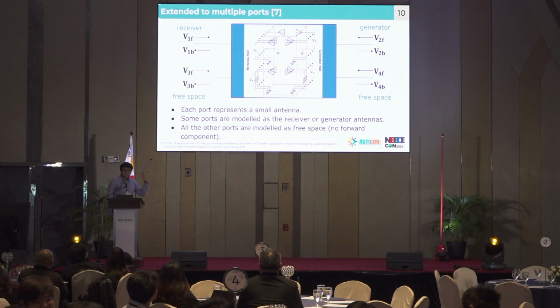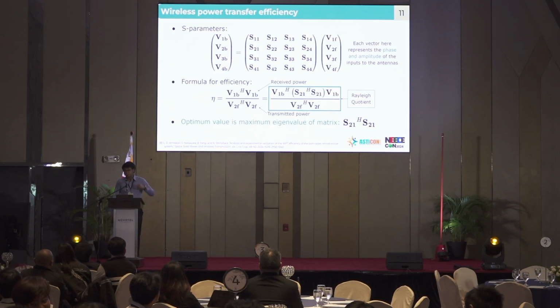There's one side that is the receiver, some parts of it is free space, one side is a generator, other parts of it is free space, and you can ultimately form this big matrix to relate the received energy and the energy you put in the system. And quite simply, the efficiency is just, if you have the voltage vector that you measure at your port 1, and you transmit power using V2F, the efficiency is what you see here.